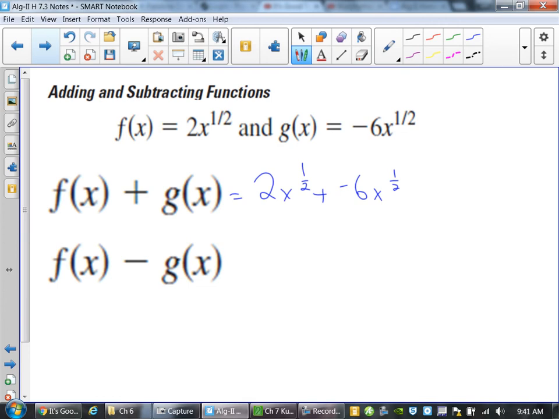Now, do those have the same base, same exponents? Yeah. So what do you do? Combine like terms. What's 2 plus -6? -4. Still got it. A little rusty. And there you go. -4x to the 1/2. That's it.